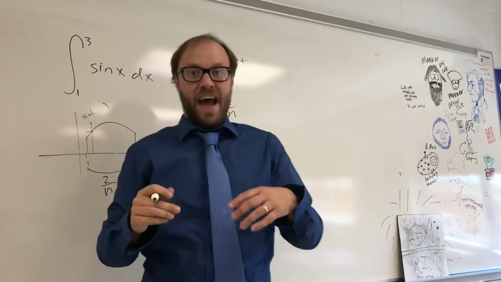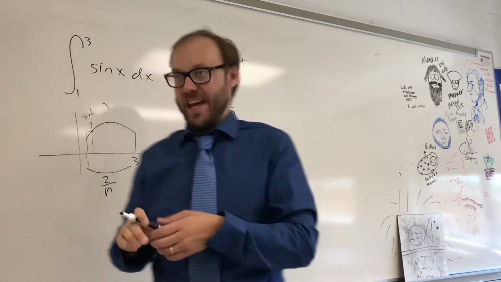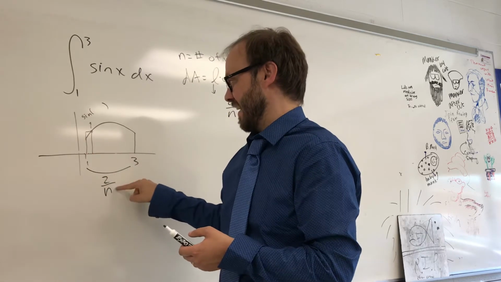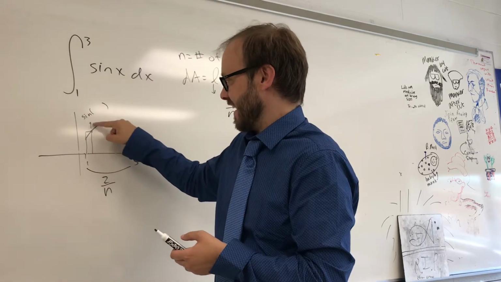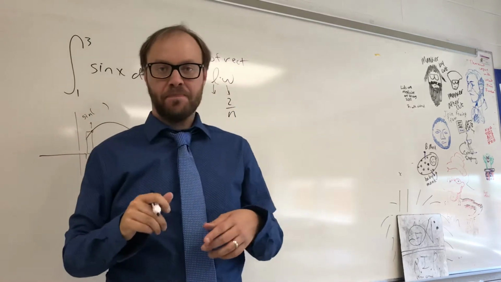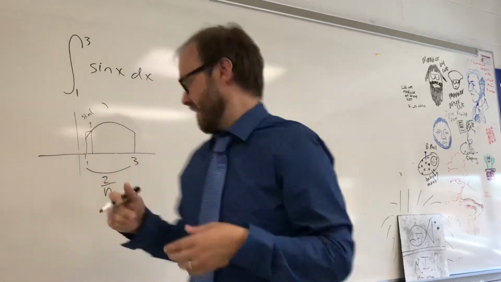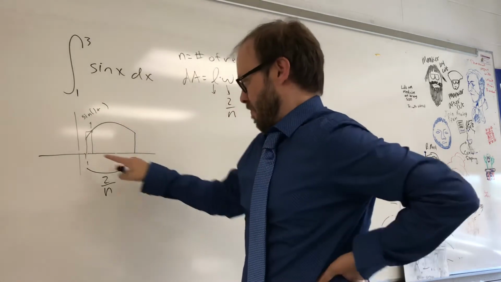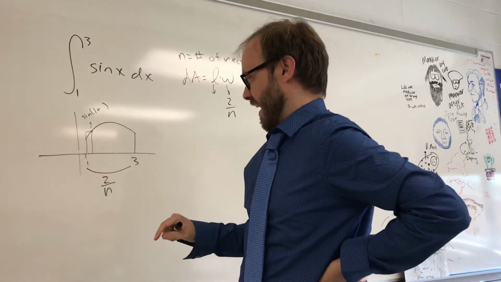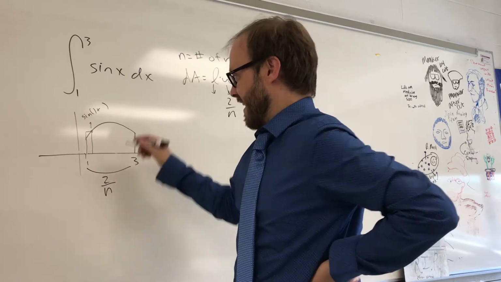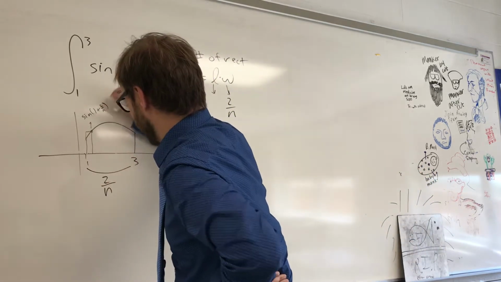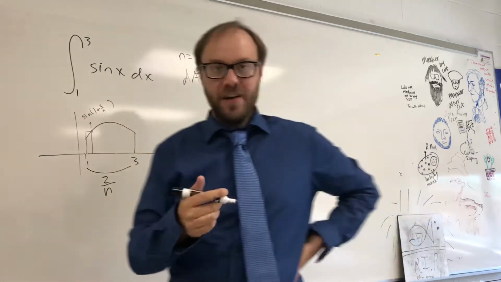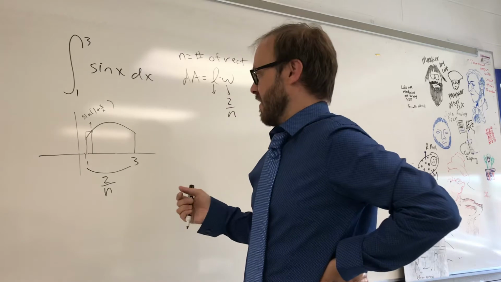Now, if I have 10 rectangles, then each rectangle's width is going to be 0.2, 2 divided by 10. The points that I'm checking here are basically the starting value, 1, plus however far I want to go over, okay? And again, however far I want to go over is 2 over n. That's the width that I'm going over, okay? However, that's only for the first one.